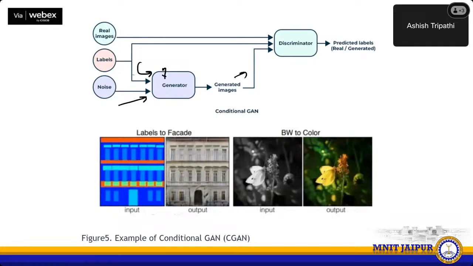Just see the example. This is the input image, and this is the output image. If I want to convert a black and white image to a color image, we can give the condition to the generator that you have to produce the color image, and on the basis of that, this conditional GAN is able to produce a color image from the black and white image. So this is basically image reconstruction.